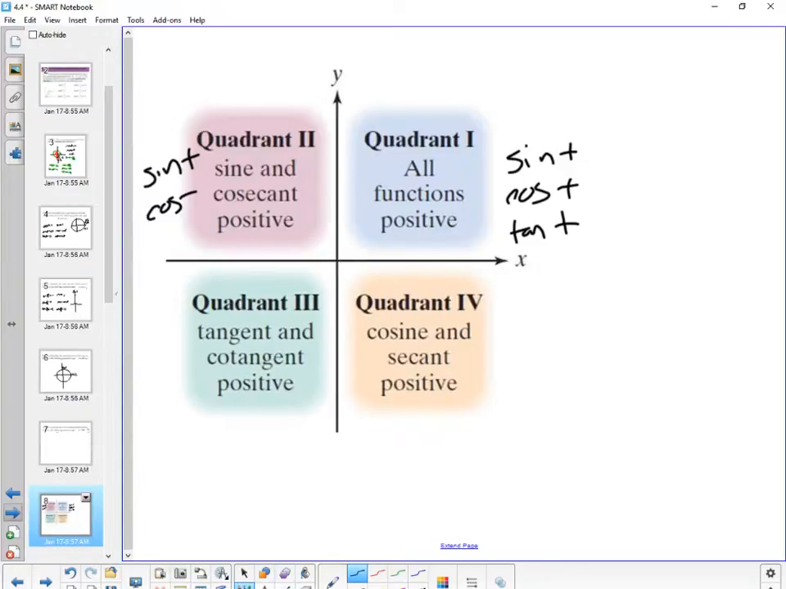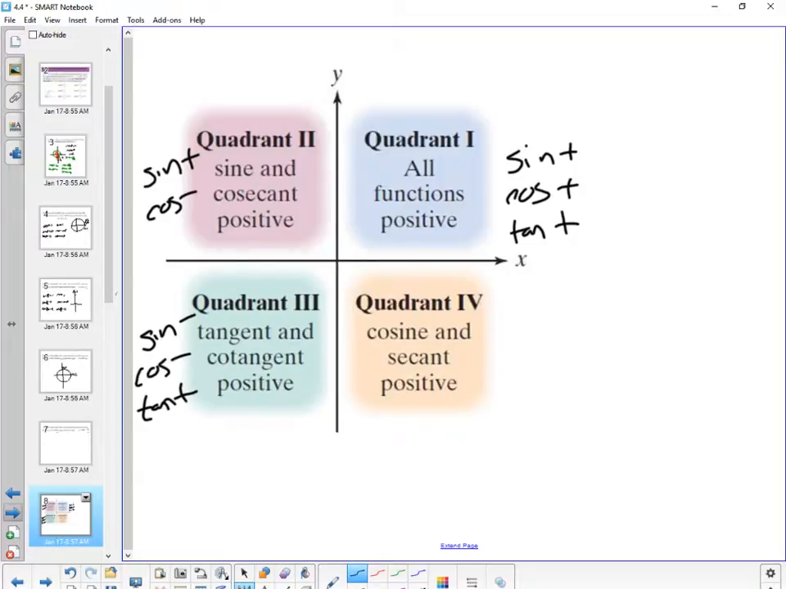Over in quadrant 3, is sine positive or negative? Negative. Cosine is negative. Tangent is positive, because negative over negative makes a positive. So be careful there.